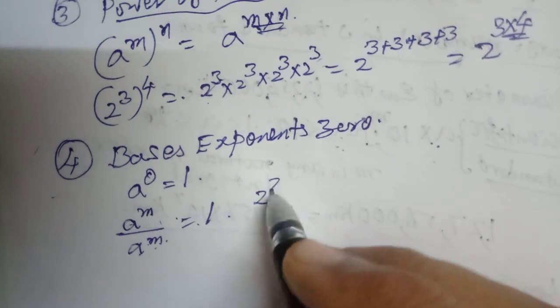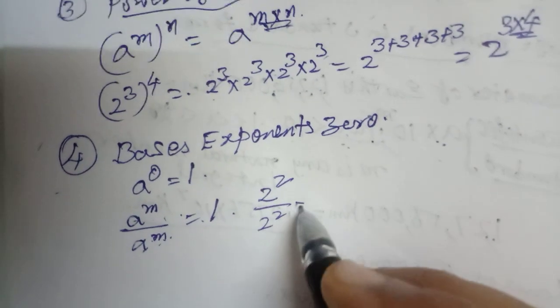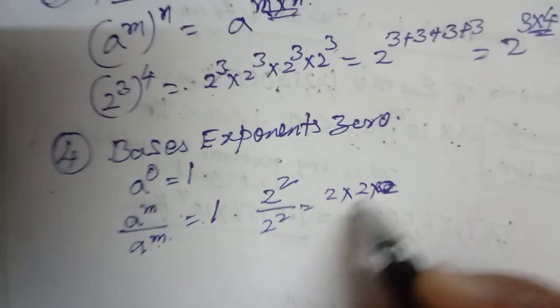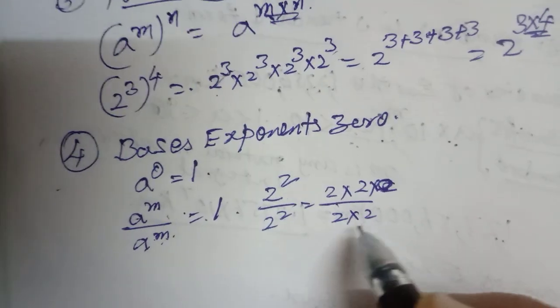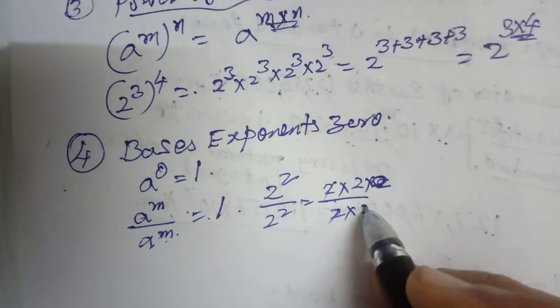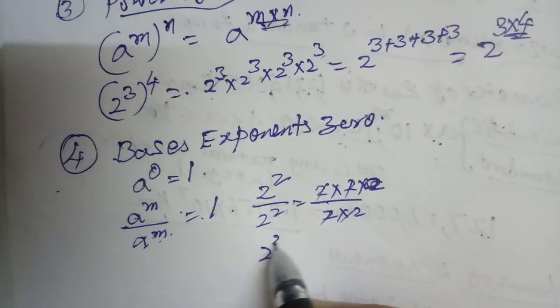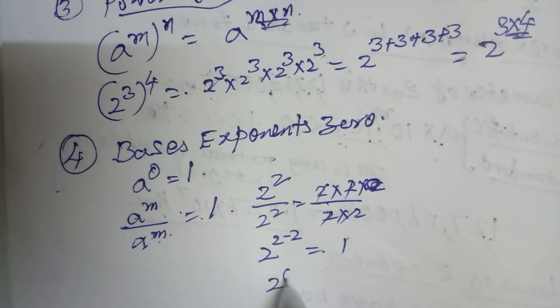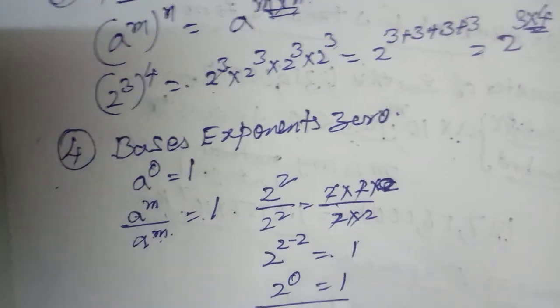So 2 square divided by 2 square is equal to 2 into 2 divided by 2 into 2. See here, 2 cancels. By formula we have 2 minus 2 is equal to 0, so 2 to the power of 0 is equal to 1.